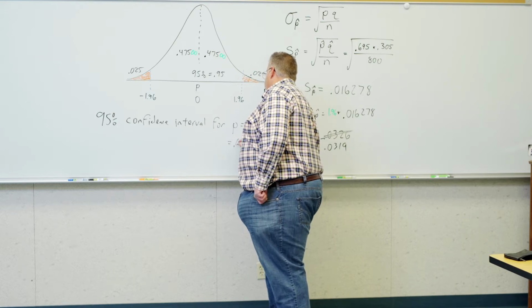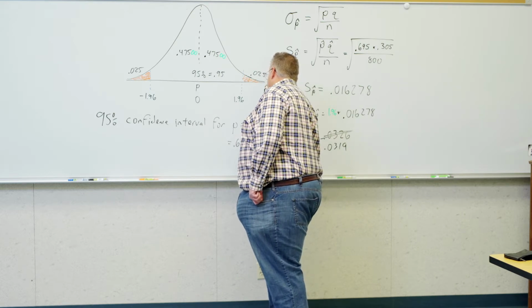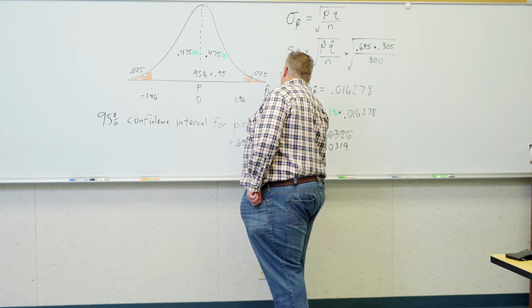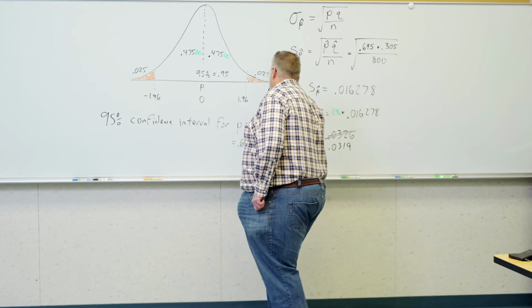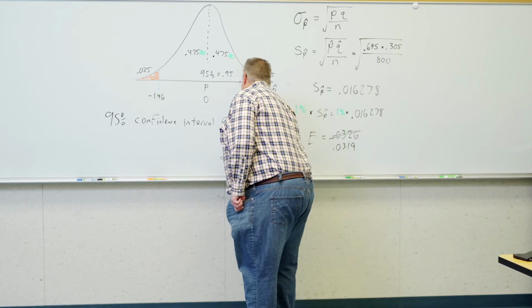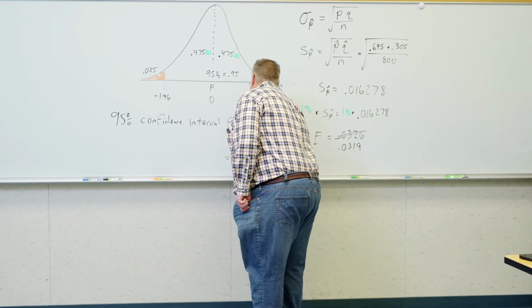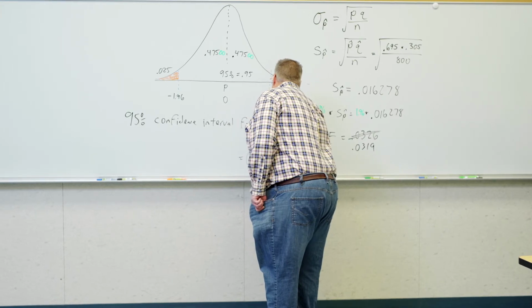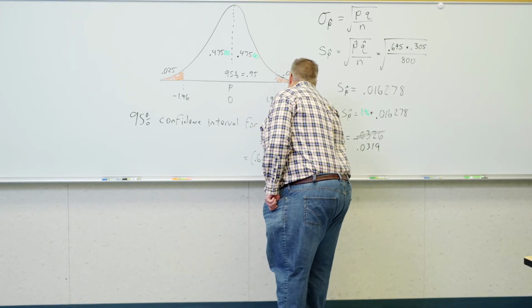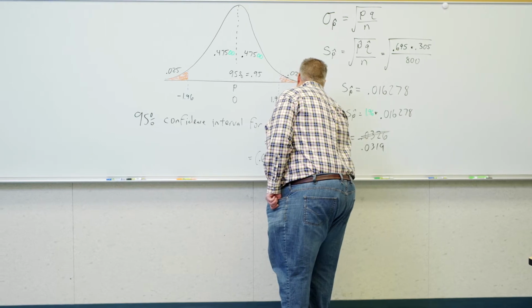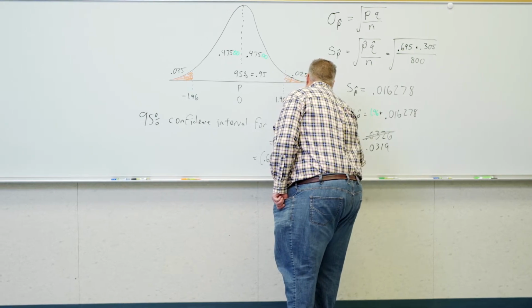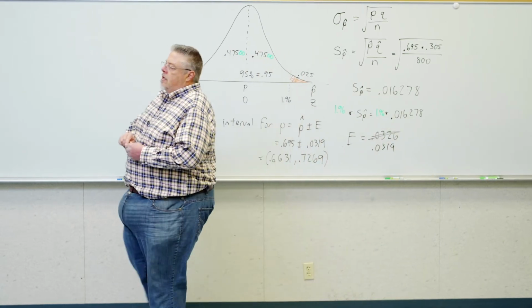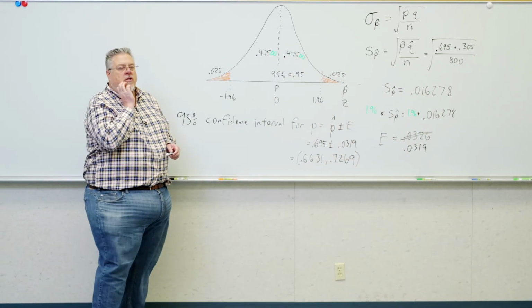I get a slightly narrower interval of 0.695 plus or minus 0.0319, which is 0.6631 to 0.7269. Okay.